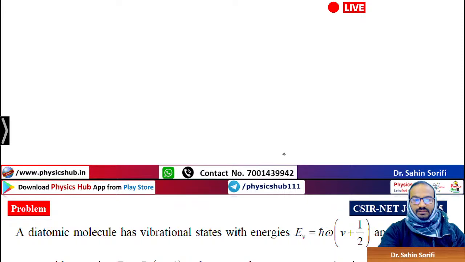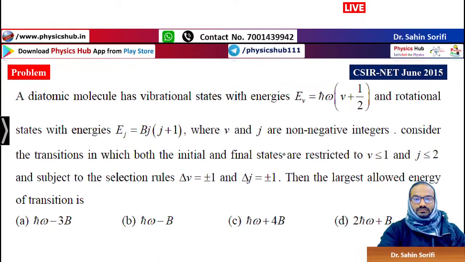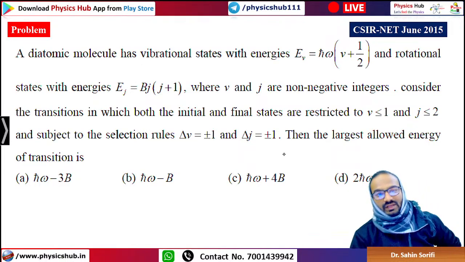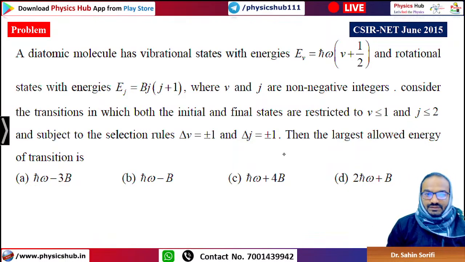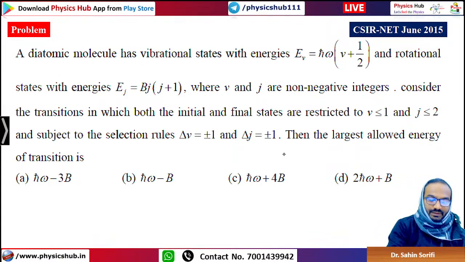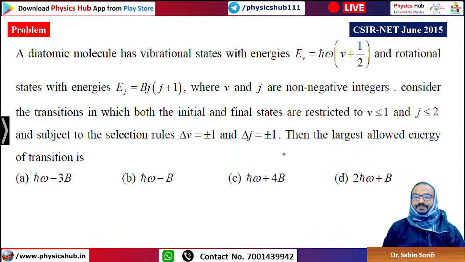If this is done, let's move on. Do this one. A diatomic molecule has vibrational states with energies EV is equal to this, rotational energy with this. So this is a combination of vibrational and rotational spectroscopy. Consider the transition in which both the initial and final state are restricted to V less than or equal to 1 and J less than or equal to 2 and subject to the selection rule delta V plus minus 1, delta J plus minus 1. Then the largest allowed energy of transition is.